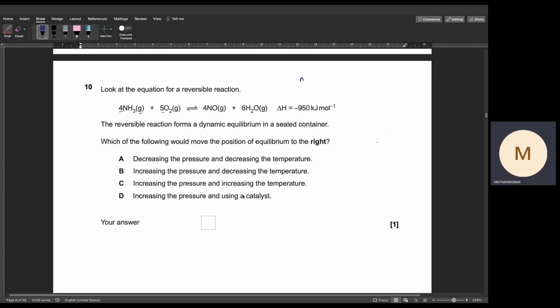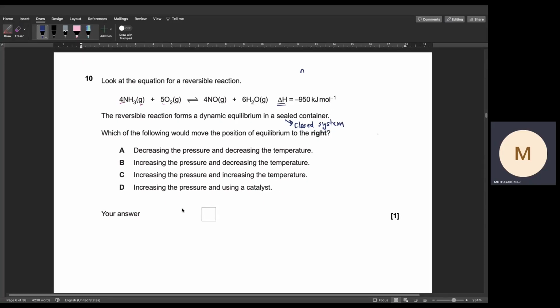Question number 10, look at the equation for a reversible reaction. We're given delta H, which is the enthalpy change or the energy change for the reaction, which is negative. The reversible reaction forms a dynamic equilibrium in a sealed container, i.e. no reactants are coming in, no reactants are going out. It's a closed system. Which of the following would move the position of the equilibrium to the right?